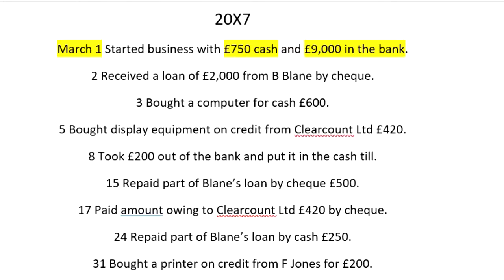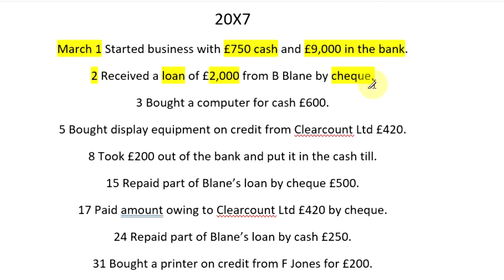Over here, these are actually dates. We have written March only once, but these are dates. These are not serial numbers. March 2, received a loan of 2,000 from B. Blaine by check. We have received a loan of 2,000. Loan. That means we have to pay this back. So, B. Blaine payable, and it is by check.